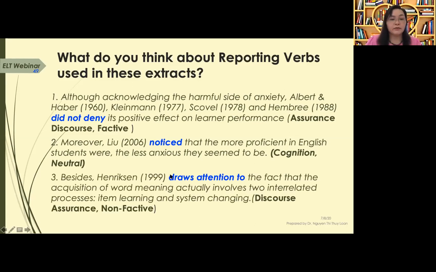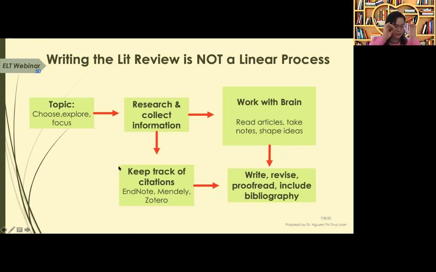Now the last example is this sentence. What I can say is that I don't think the reporting verb here, draws attention to, is correct to use. So be careful. Sometimes you are kind of using improper language as a reporting verb for reporting the reviewed studies, like in your research chapter. So now let's come up with the summary of my presentation today.